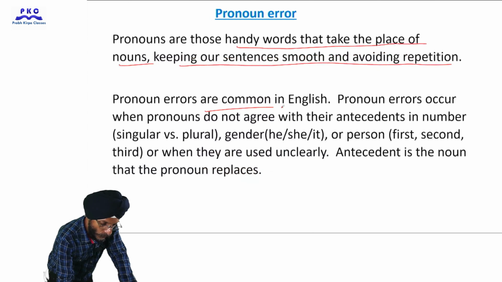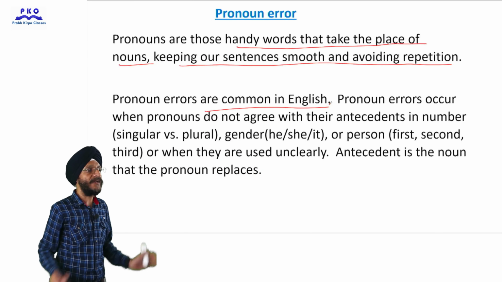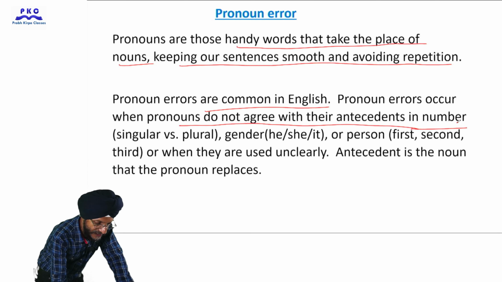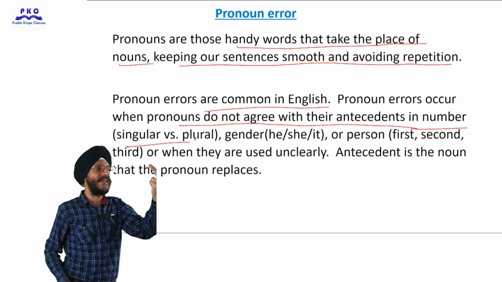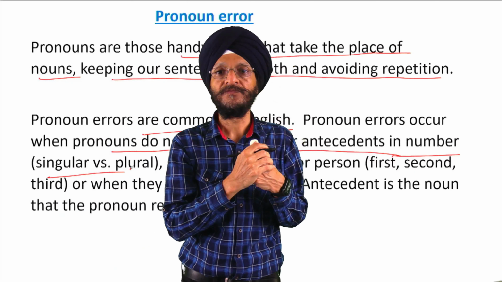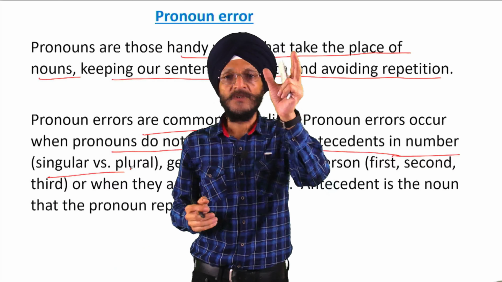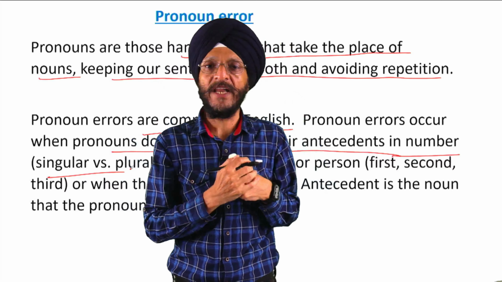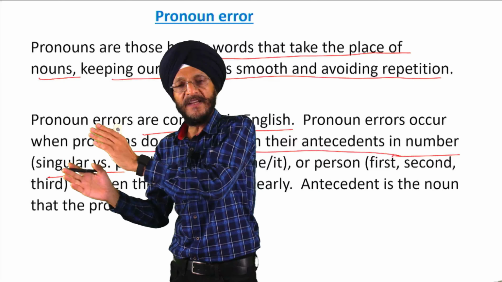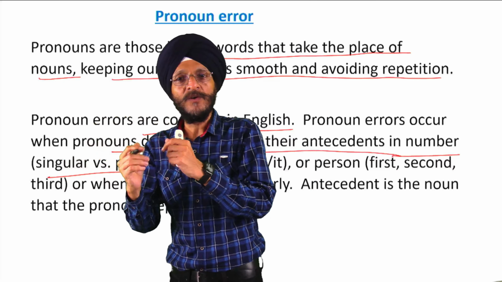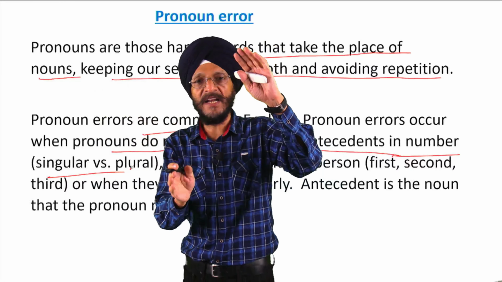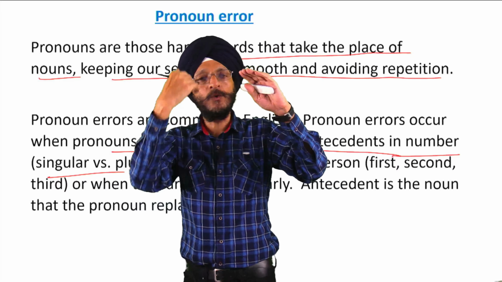Pronoun errors are common in English. Pronoun errors occur when pronouns do not agree with their antecedents in number. What are antecedents? Antecedents means the nouns they are referring to. Suppose initially we were talking about 10 persons and we were using the word they, and in another line we are using the word he. So it is a difference, as a pronoun should refer to the noun.